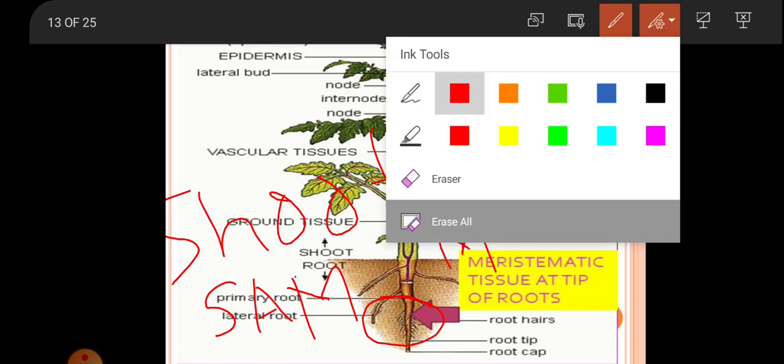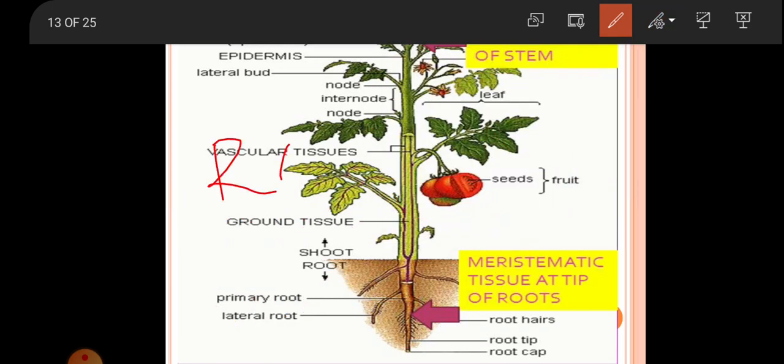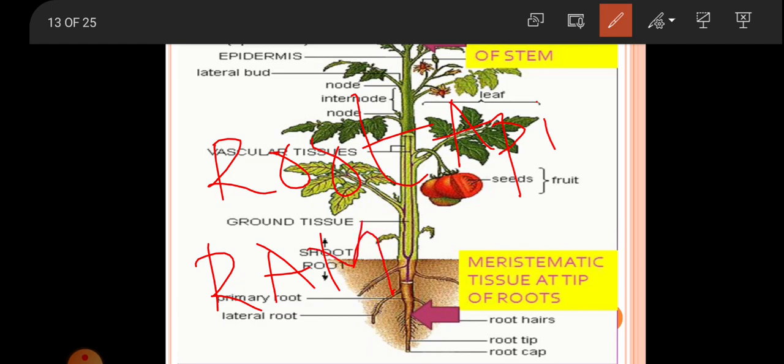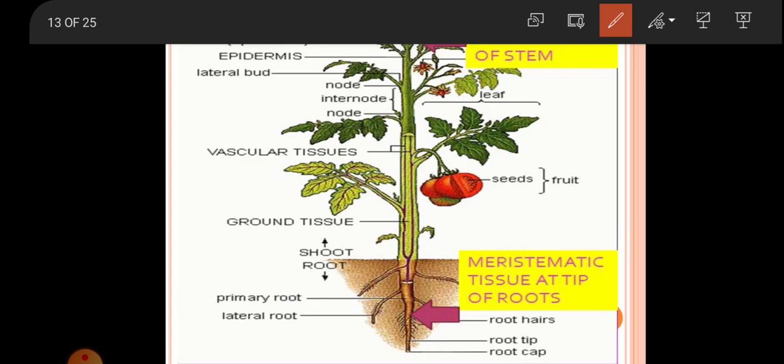Okay, and the next one is the root apical meristem. This is known as RAM. So we can remember it like RAM and SAM. This SAM carries out two principal functions: to form primordia that give rise to lateral organs.